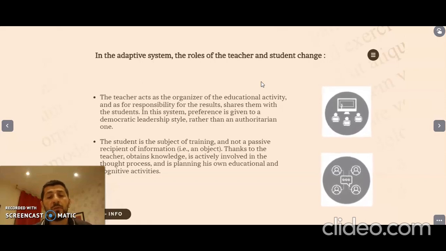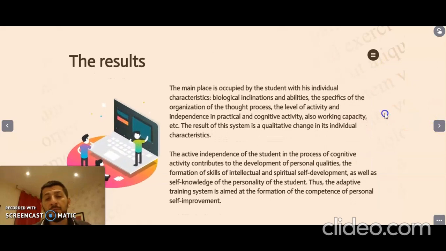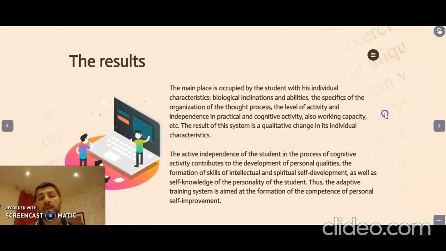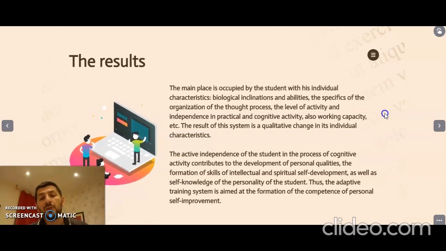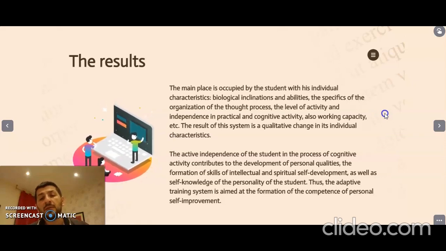Thanks to the teacher, the student is actively involved in the thought process and plans his own educational and cognitive activities. As a result, the main place is occupied by the student with his individual characteristics, biological inclinations and abilities. The specifics of the organization of this thought process include the level of activity and independence in particular, and cognitive activity, also working capacity, etc. The result of this system is a qualitative change in individual characteristics.